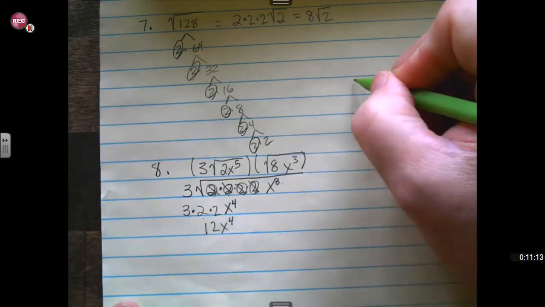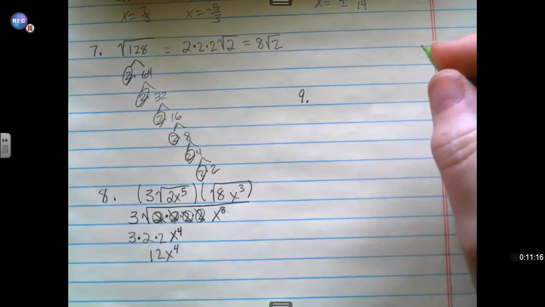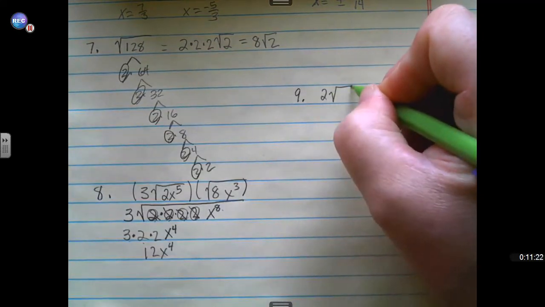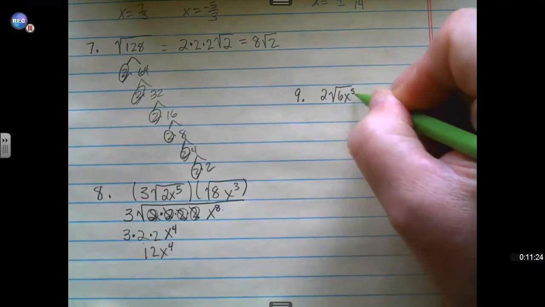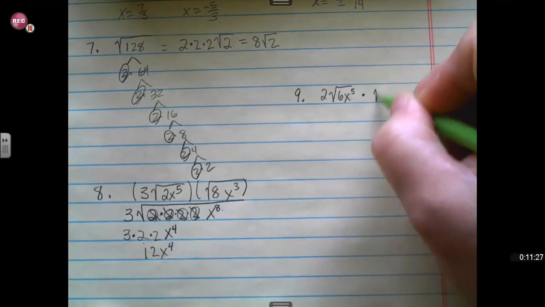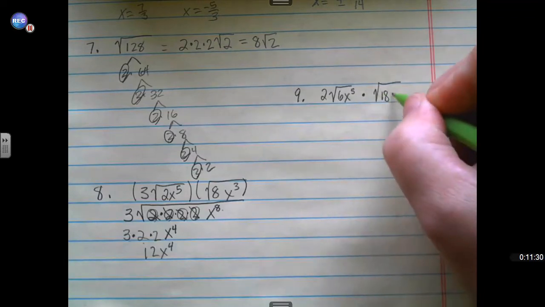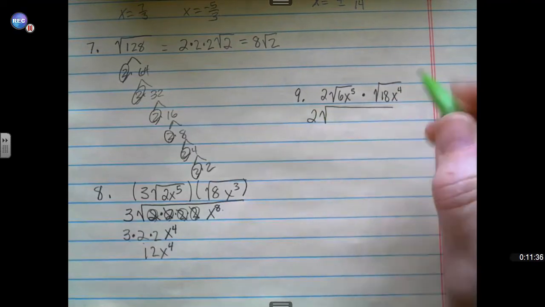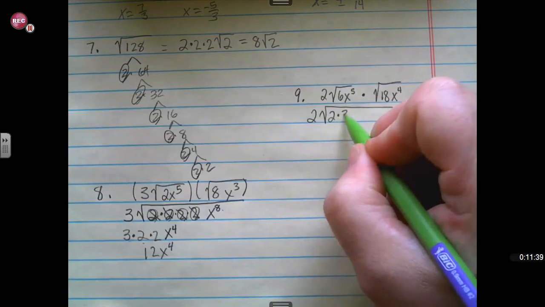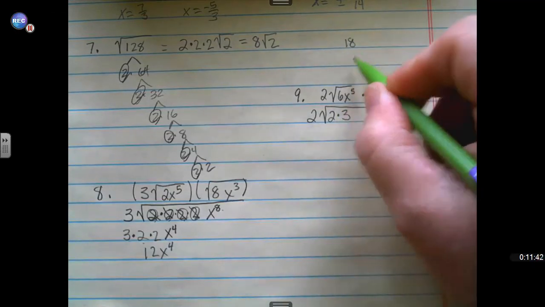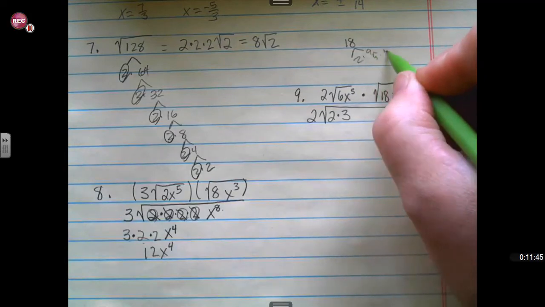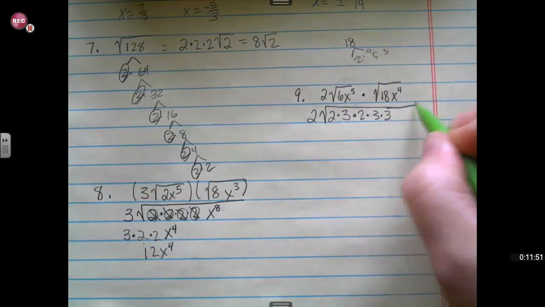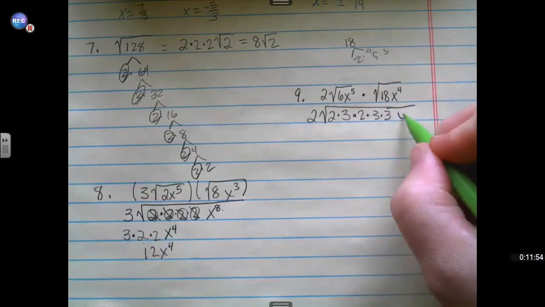Number 9. Number 9 is a similar question. 2 times the square root of 6x to the 5th times the square root of 18x to the 4th. And so again, I like to just write one large square root. 6 is 2 times 3, and 18 is 2 times 9, which is 3 times 3. So that's 2 times 3 times 3. And then I have x to the 4th and x to the 5th, which make x to the 9th.